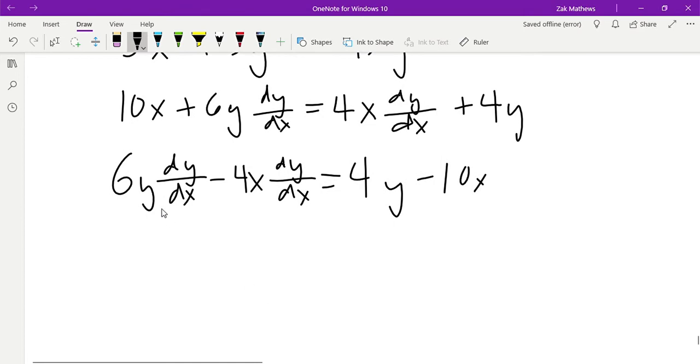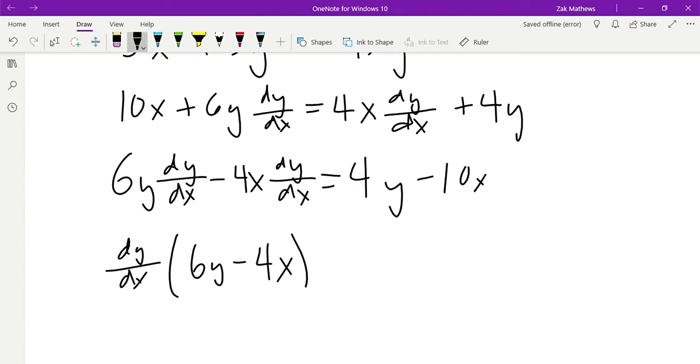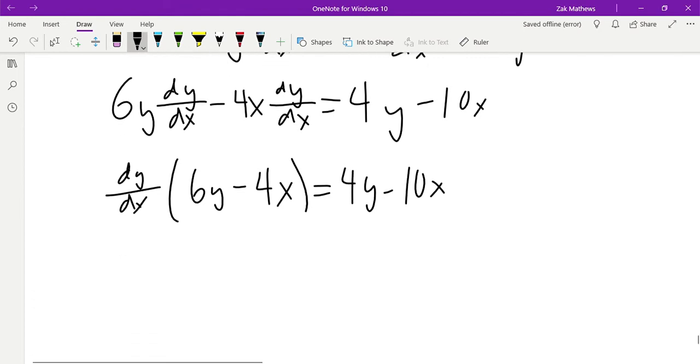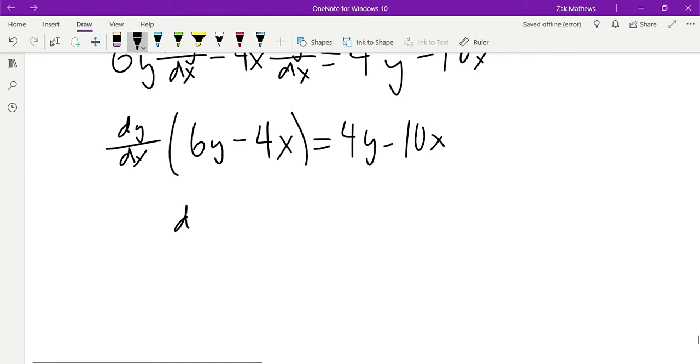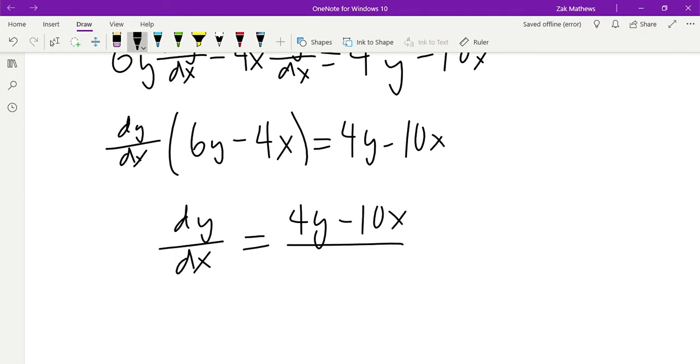And now because I have the dy/dx's on one side, I can factor it off. So I have 6y minus 4x equals 4y minus 10x. Then finally divide off what is not dy/dx. And so there would be our derivative.